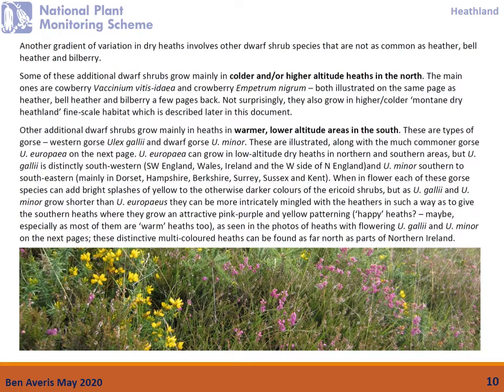Another kind of gradient of variation that we can identify in these dry heaths involves some other kinds of dwarf shrubs that help to pick out that difference between the colder and more northern examples and those further south, not just the balance between the bell heather and the bilberry stroke blaeberry. But some other species we've already seen in some earlier photographs, the cowberry and the crowberry. Well, they like it cooler and you get a lot more of those further north and higher up. The other way around, further south, we can find some species of gorse other than the ordinary gorse.